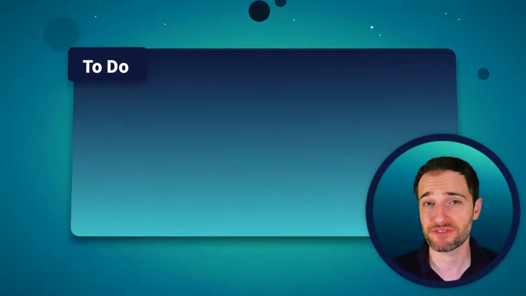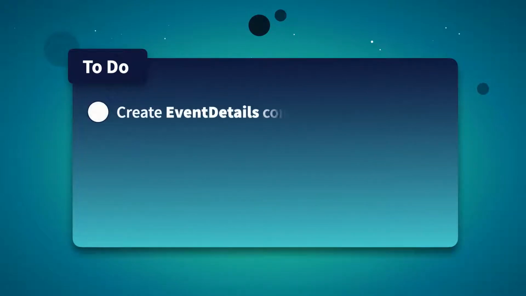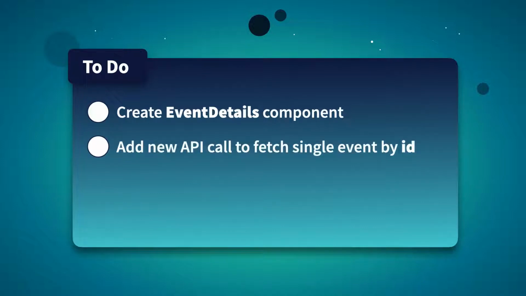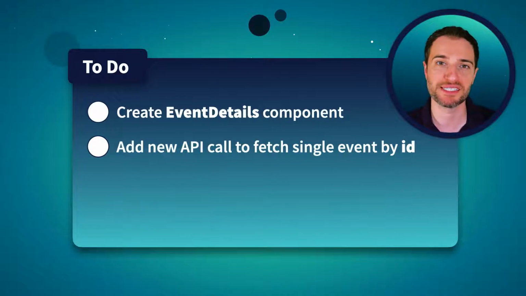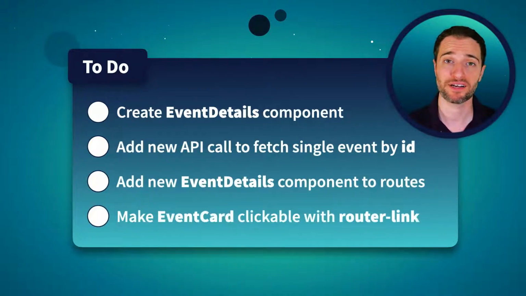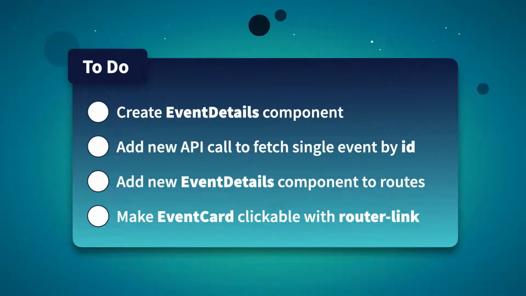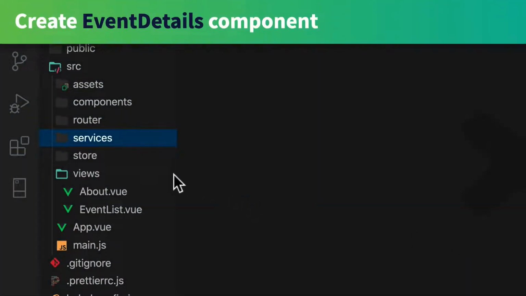So our to-do list for the first section includes the following tasks. We'll first create the event details component, then add a new API call to fetch a single event by its ID. And because we'll need a way to route to that new event details component, we're going to add it to our routes and then make all of our event cards that we're displaying in the list on our homepage clickable so that they can route to the new event details component.